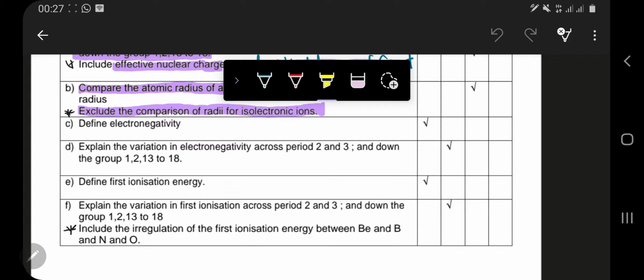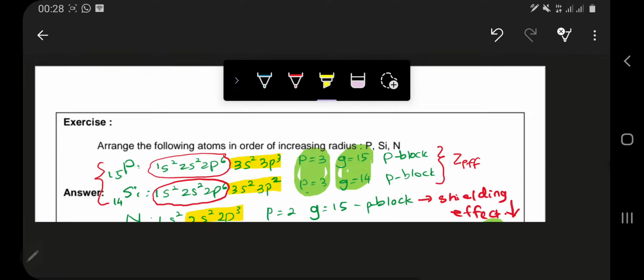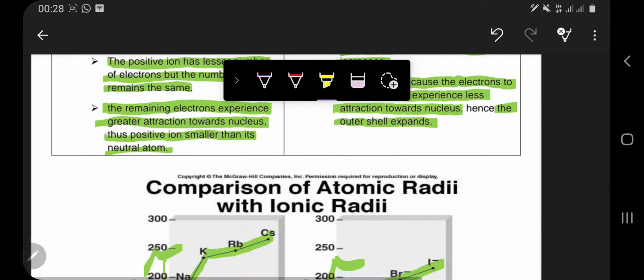Okay, so hari ini kita sambung dekat definition of electronegativity and explain the variation in electronegativity across period 2 and 3 and also down the group 1 to 13 to 18. Okay, so electronegativity.